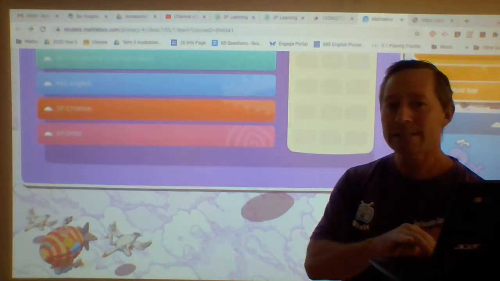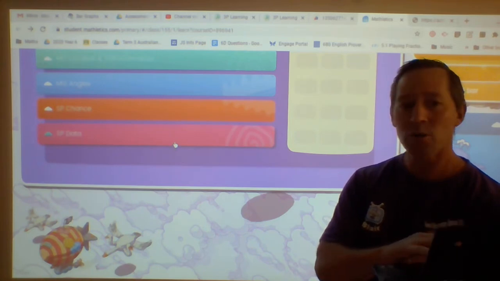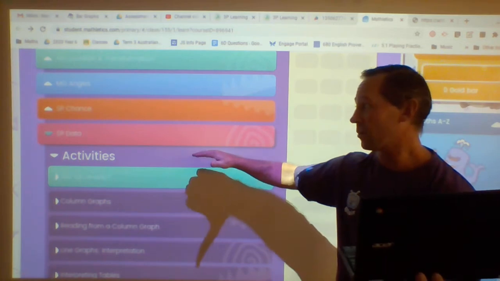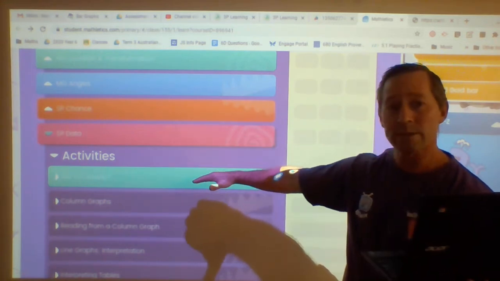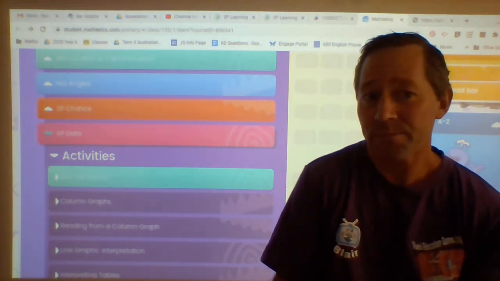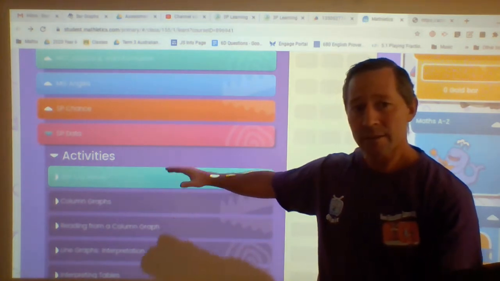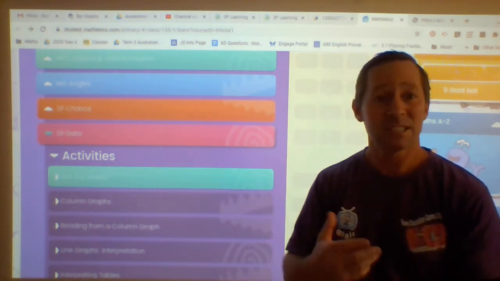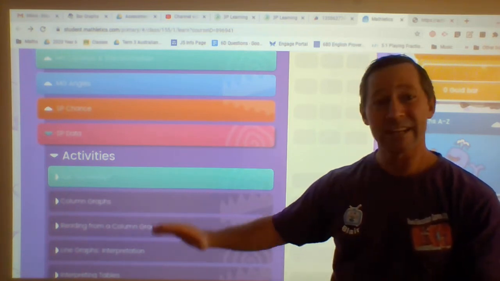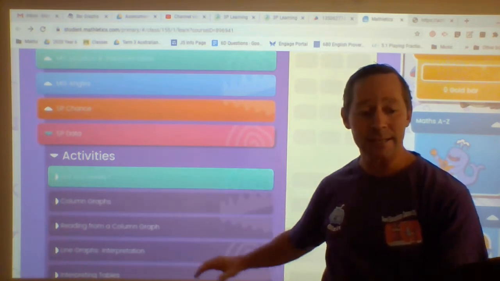For this particular one, data, if I go right down to the bottom and click on data, it'll open up some activities underneath that title. The first one you'll always find is, are you ready? That is a pre-test. It's what you know and what you don't know. So just do that one once. It gives Mr. Blair an idea of what you do know and what you don't know. If you get everything correct in that, you probably have a good understanding of the topics underneath.